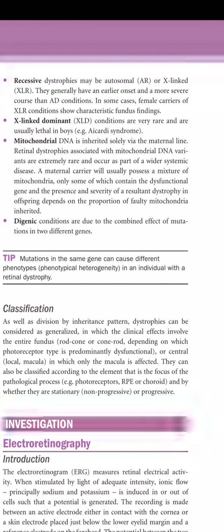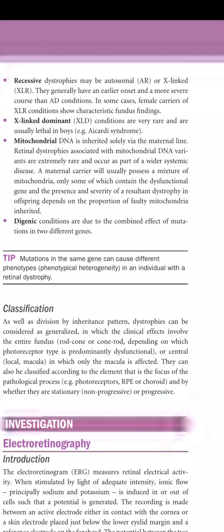Recessive dystrophies may be autosomal recessive or X-linked recessive. They usually have an earlier onset and a more severe course than autosomal dominant. In some cases, female carriers of an X-linked recessive condition show characteristic fundus findings. So recessive dystrophies are usually more severe and present earlier in life, and female carriers sometimes show characteristic fundus findings in X-linked conditions. X-linked dominant conditions are very rare and are usually lethal in boys, for example, Aicardi syndrome.